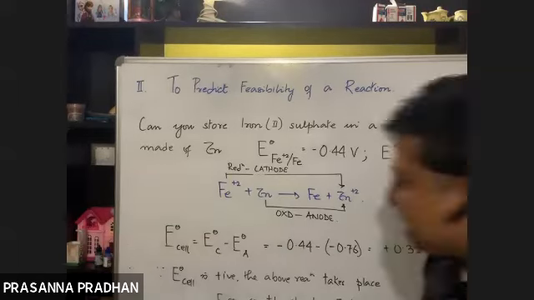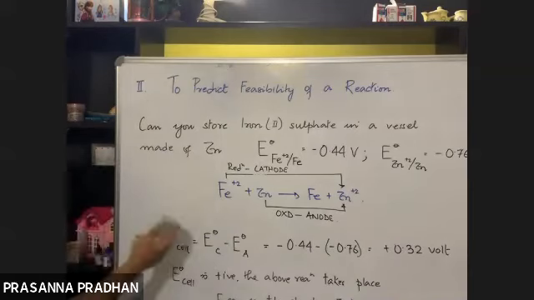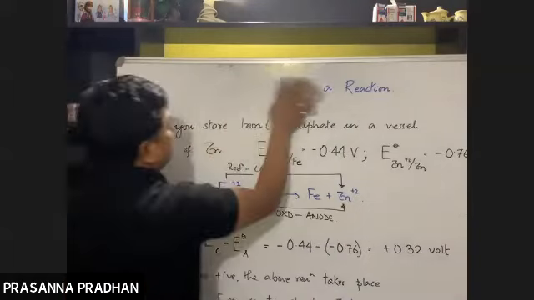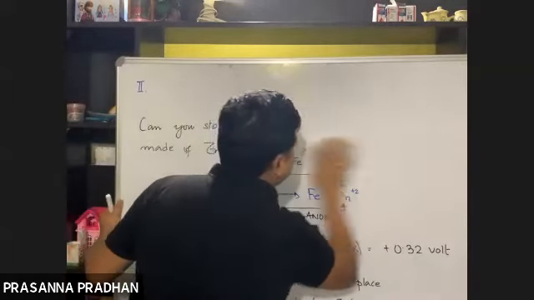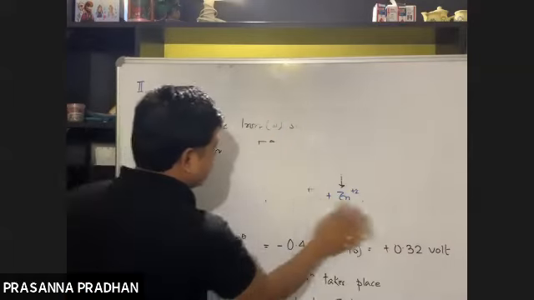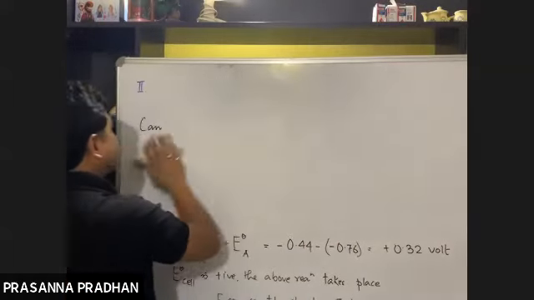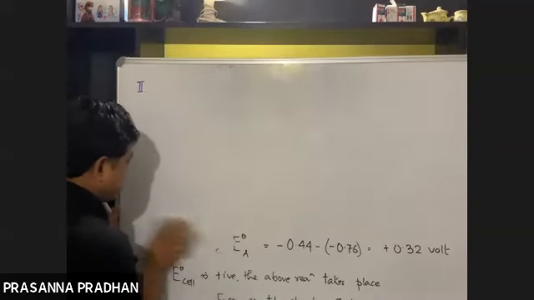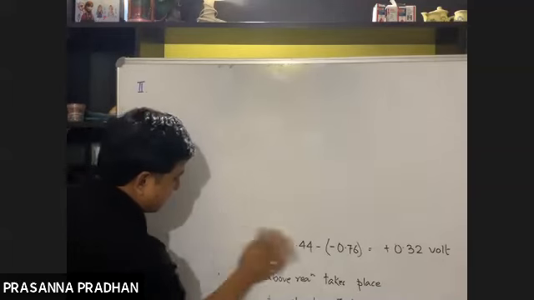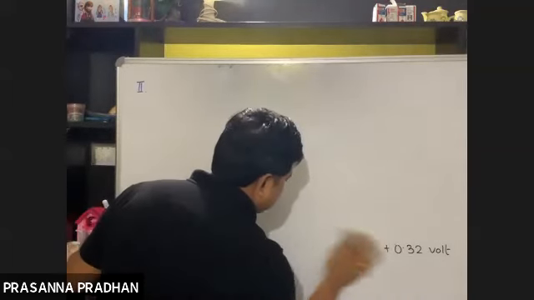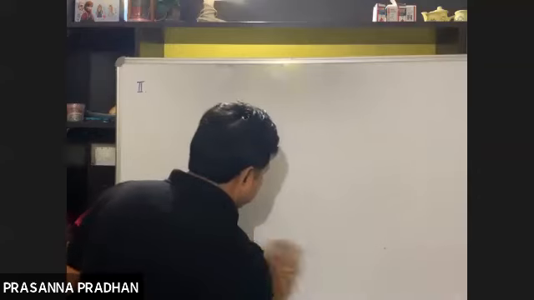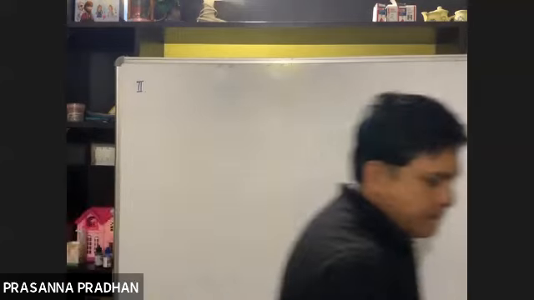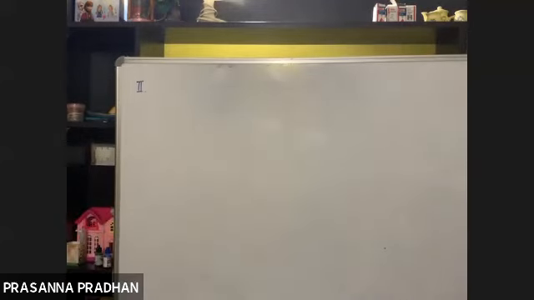Fine. So this is the second application of your electrochemical series. The last one: we can also predict whether a particular metal can displace hydrogen gas from an acid or not.